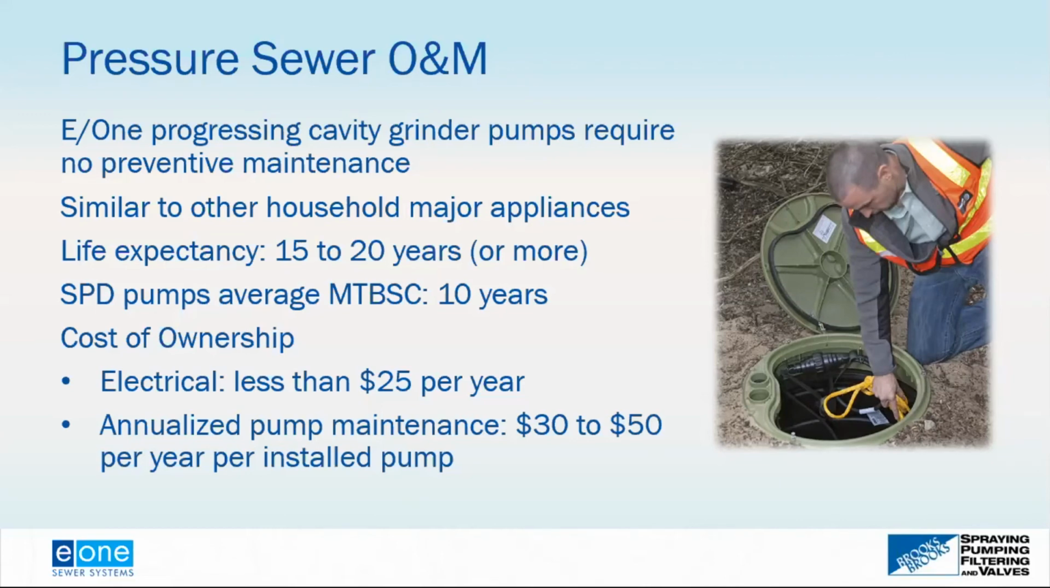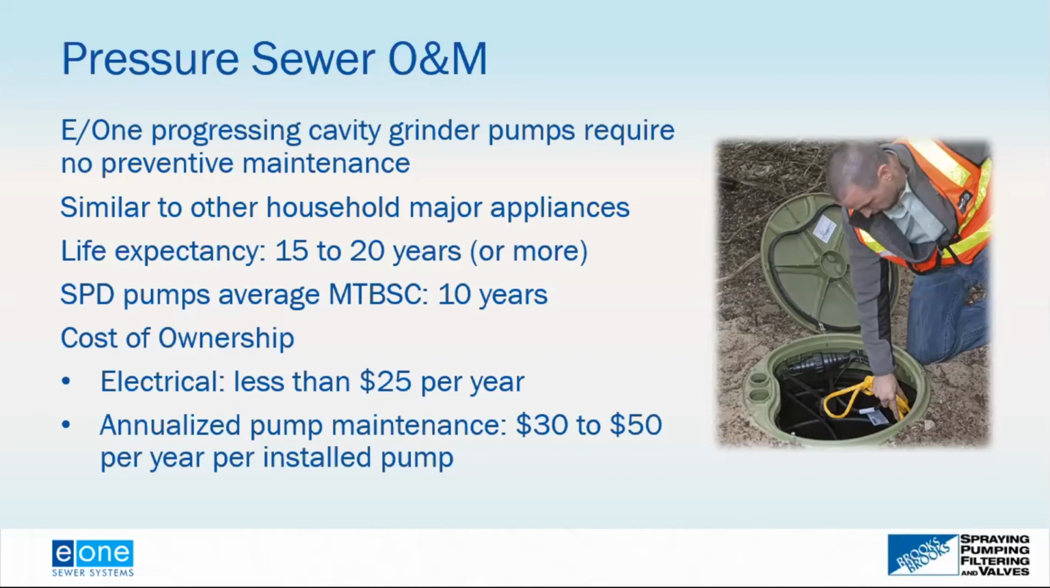Cost of ownership, and this is in US dollars based on US electrical rates, but generally less than $25 per year. That's the number we use. If you really were to look at it, that number is actually probably closer to $12 per year. It's a 1 horsepower pump that operates no more than 20 minutes per day for a typical household. So it's a very low power cost.